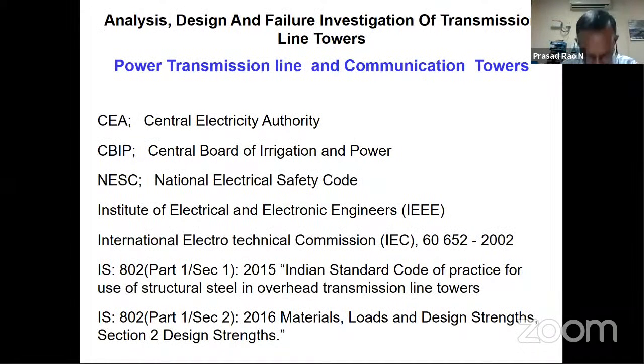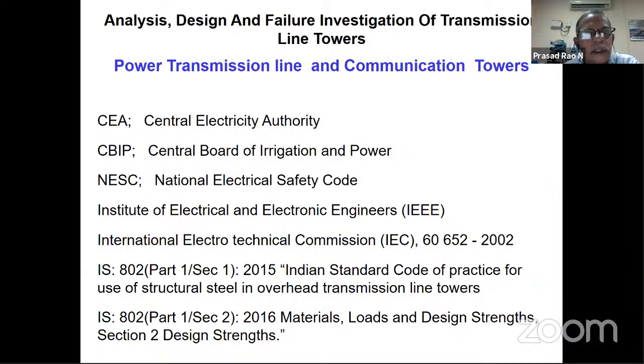Okay, now I'm starting. Once again, good morning to all of you. Now we'll see the analysis, design, and failure investigation of transmission line towers. These are the governing bodies. If we have to put up a transmission line tower in India, we have to get approval from the Central Electricity Authority. For guidelines, we have the Central Board of Irrigation and Power, and the National Electrical Safety Code.